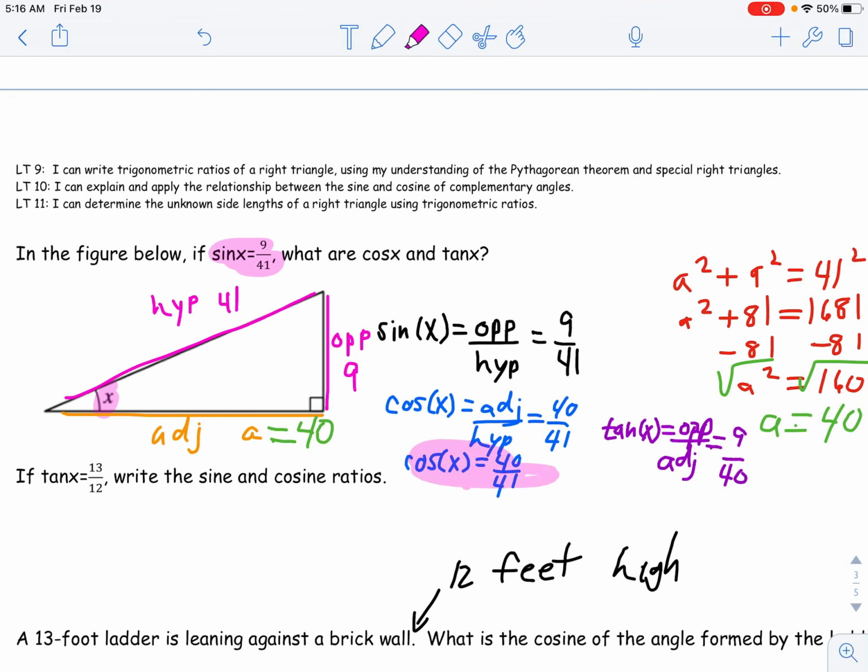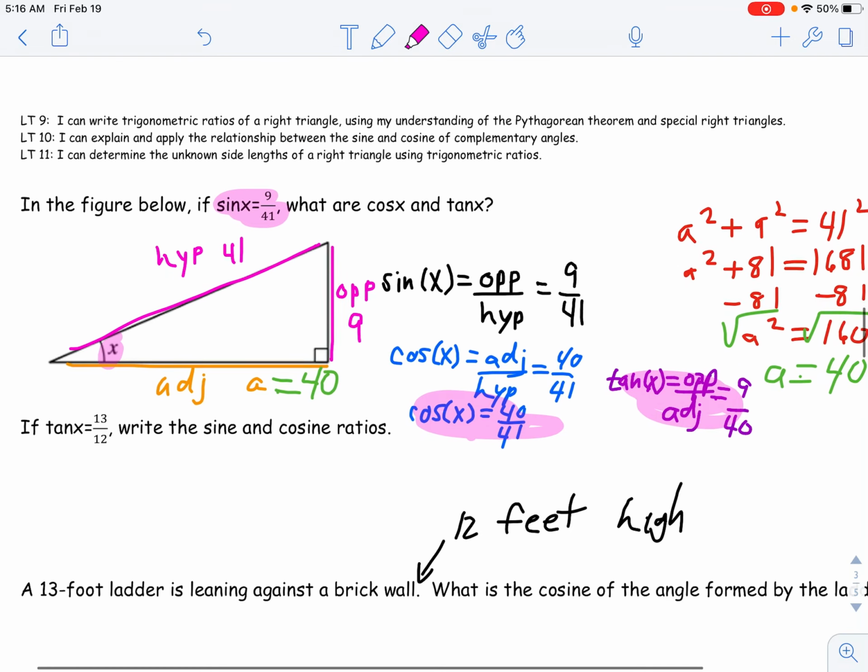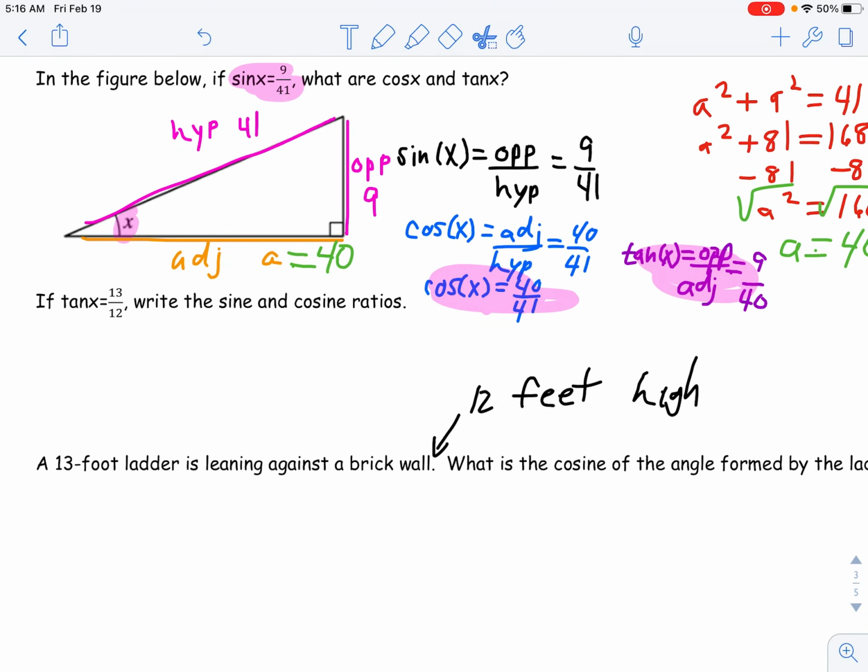Those are my answers. Given one trig ratio, we're able to figure out all three trig ratios due to the Pythagorean theorem. I find that pretty cool. Nonetheless, that's for the next problem.